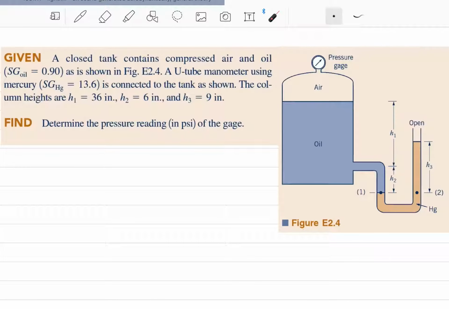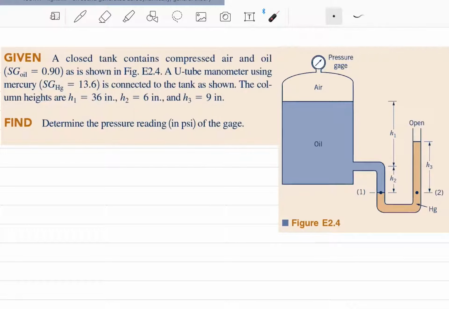So we're going to solve three problems here. The first problem says that the closed tank contains compressed air and oil with a given specific gravity as shown in the figure, and a U-tube manometer using mercury with a given specific gravity is connected to the tank, and the column heights are H1, H2, and H3. It says determine the pressure reading in PSI of the gauge here.